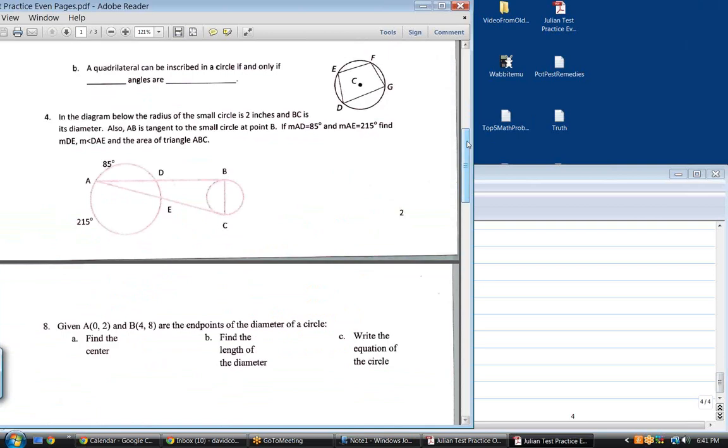So what do you suppose goes in those two blanks? A quadrilateral can be inscribed in a circle if and only if... Look at that quadrilateral and see if you can figure out what they're referring to. Is it if opposite angles are equal? I think that is it. Or is it adjacent angles are supplementary?